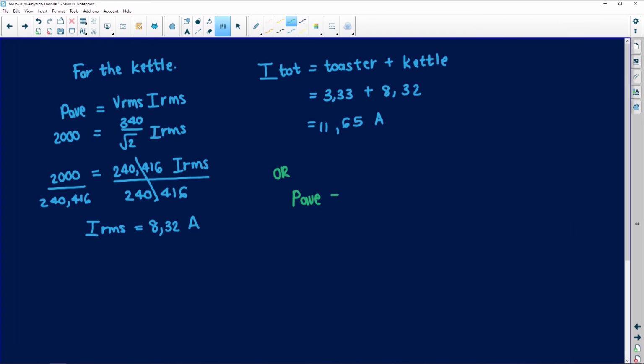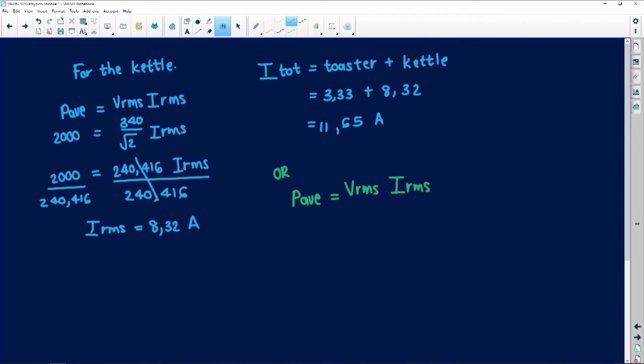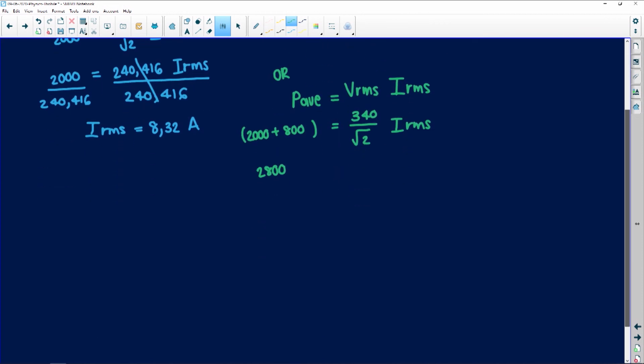So I can have my power, I can have my VRMS, and I've got my IRMS. Remember, I'm looking for my IRMS. The total power, if my toaster is 800 and my kettle is 2000, means the total power for that generator is 2800. I'm just adding it together. So I'm going to have 2000 plus the 800. This is the total power. And for my VRMS, remember they told me Vmax is 340 over the square root of 2. I am looking for IRMS. So then I'm going to have 2,800.